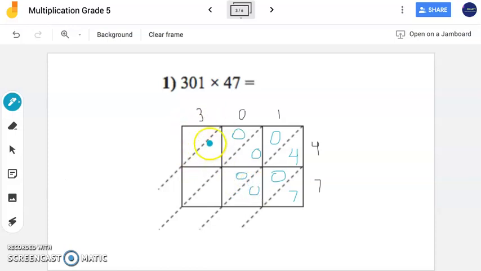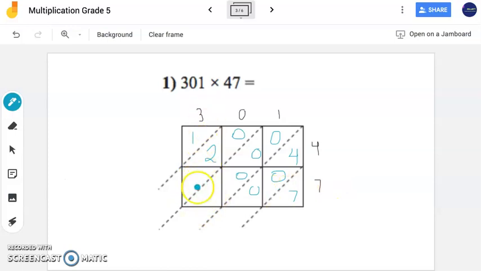Now I'm going to move to this box here. I look above, I see a 3. To the right, I see a 4. 3 times 4 is 12. So in this situation, since I have a 2-digit number, I'm going to write my 12 just like this. My 1 is going to go here in the tens place, my 2 in the ones place. Now for this box, I look above, I see a 3.